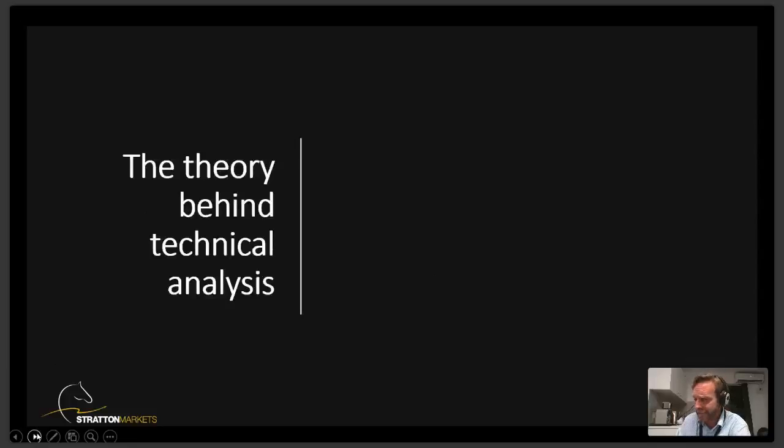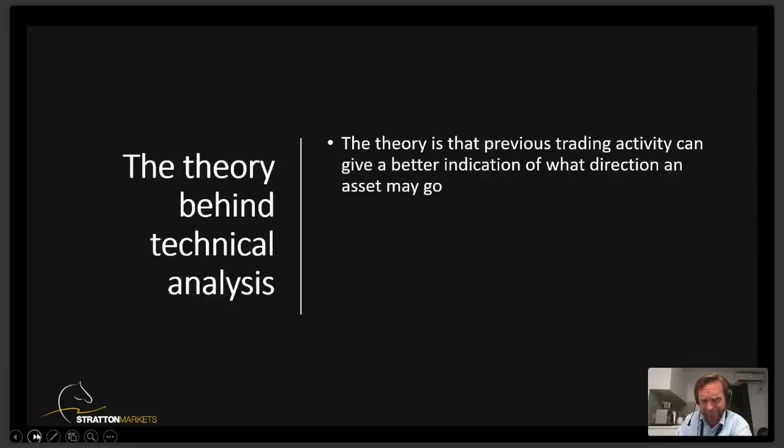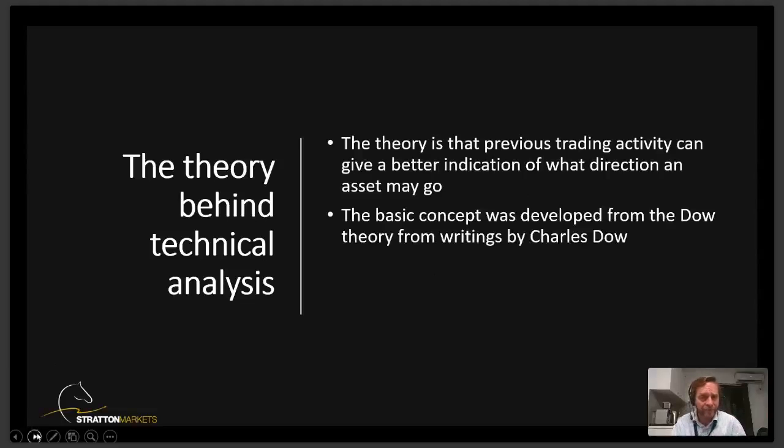Now, the theory behind using technical analysis is that previous trading activity can give a better indication of what direction an asset may go. It's not like fundamental analysis, where people try to establish the intrinsic value of an asset. Technical analysis traders tend to believe that the intrinsic value is already priced in. So they look for previous patterns to give a hint of what the buying or selling activity might be on that asset in the future.